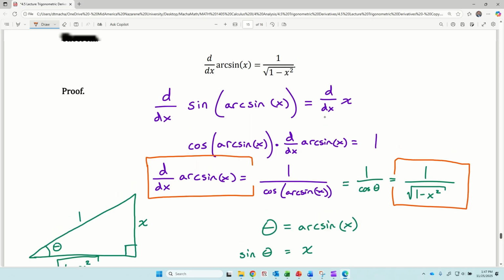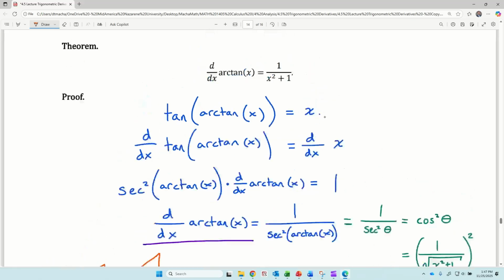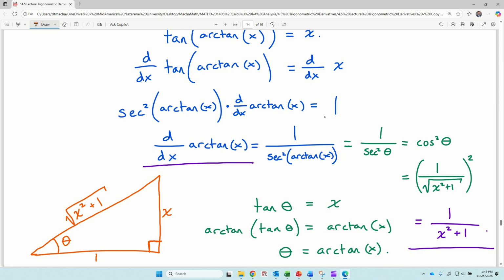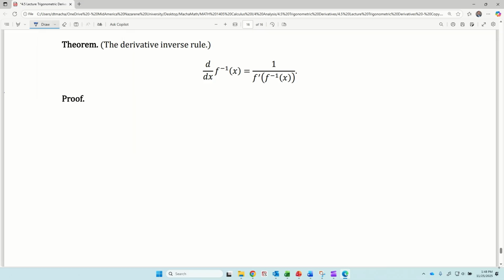And again, I really hope that that proof feels very much like the proof of the arctangent derivative. Do you see how similar it is? Step by step, it's the exact same steps. And so I'll leave you with one more thought, which is a little bit abstract, but let's call this the derivative inverse rule. Since the arctangent was an inverse function and the arcsine was an inverse function, this is going to feel familiar.